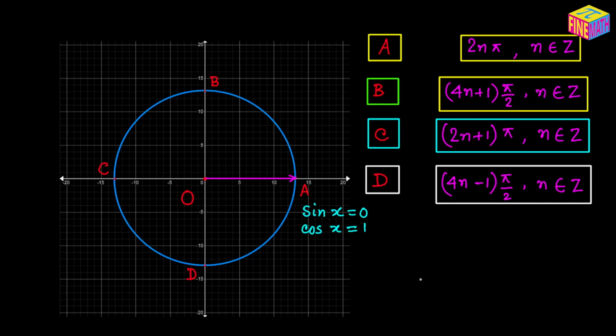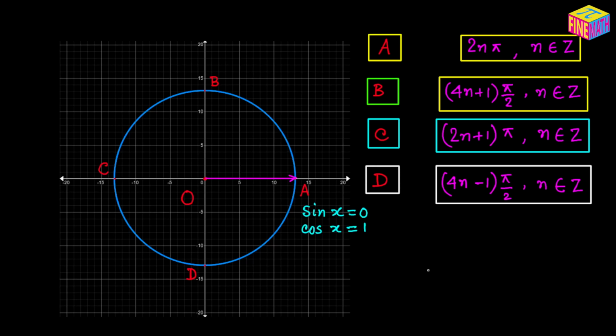Now if we assume that this ray is making an angle of x radian with the positive direction of x-axis, then we can say sine of x would be equal to 0, which is the y coordinate of the point A, and cosine of x would be equal to 1, which is the x coordinate of the point A. And because it is a unit circle, obviously the length of OA would be 1, so the x coordinate of the point would be 1 and y coordinate would be 0. So we can say sine of x would be equal to 0 and cosine of x would be equal to 1.